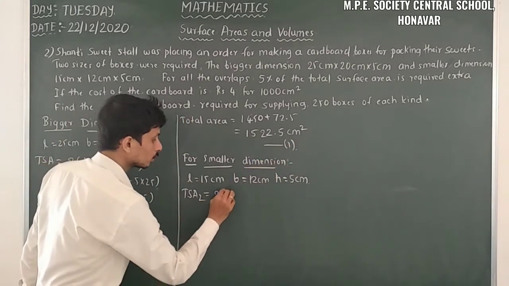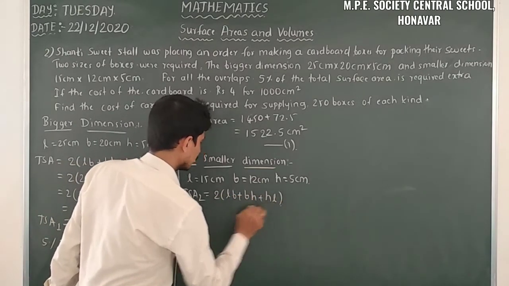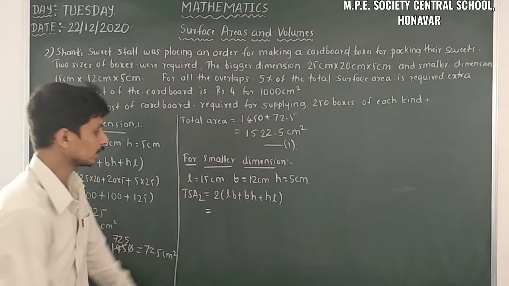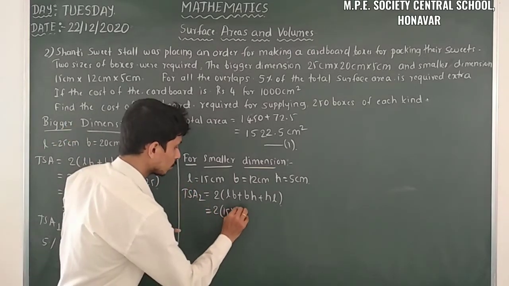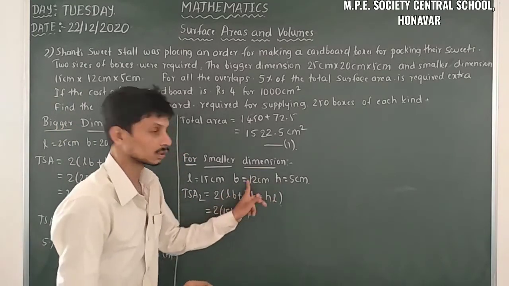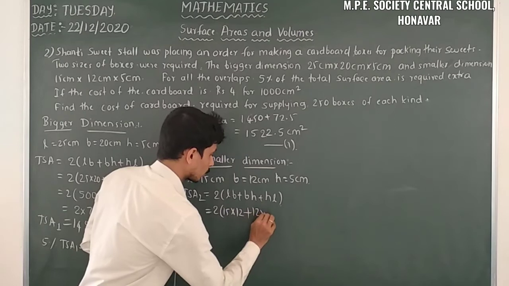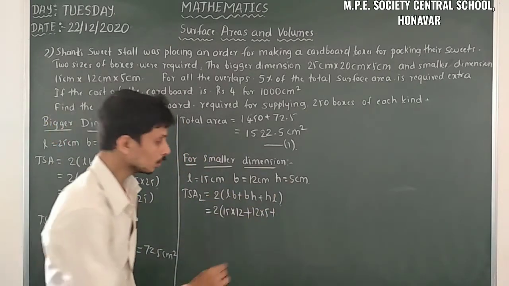TSA is equal to 2 into LB plus BH plus HL. So we have to insert all the values here. 2 into, the value of L is 15, 15 into 12, here the value of B is 12. So plus B into H, 12 into 5, plus H into L, that is 5 into 15.